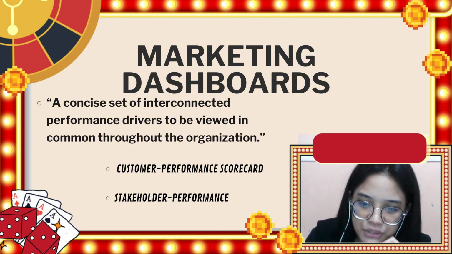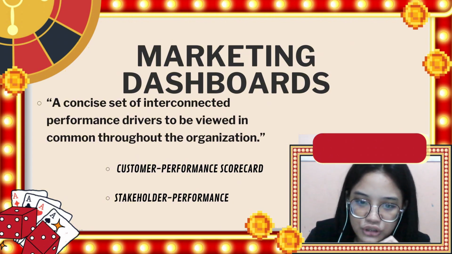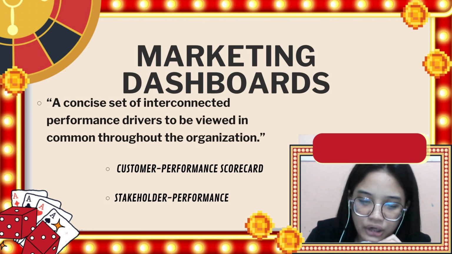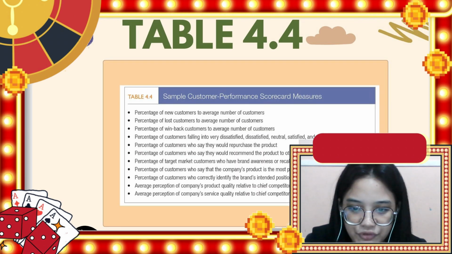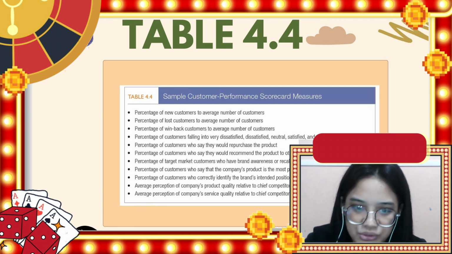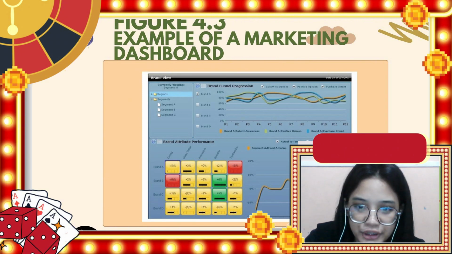Again, management should take action when one or more groups register increased or above-norm levels of dissatisfaction. A customer performance scorecard records how well the company is doing year after year on such customer-based measures as those shown in Table 4.4. Management should set target goals for each measure and take action when results get out of bounds. Figure 4.3: Example of a marketing dashboard.